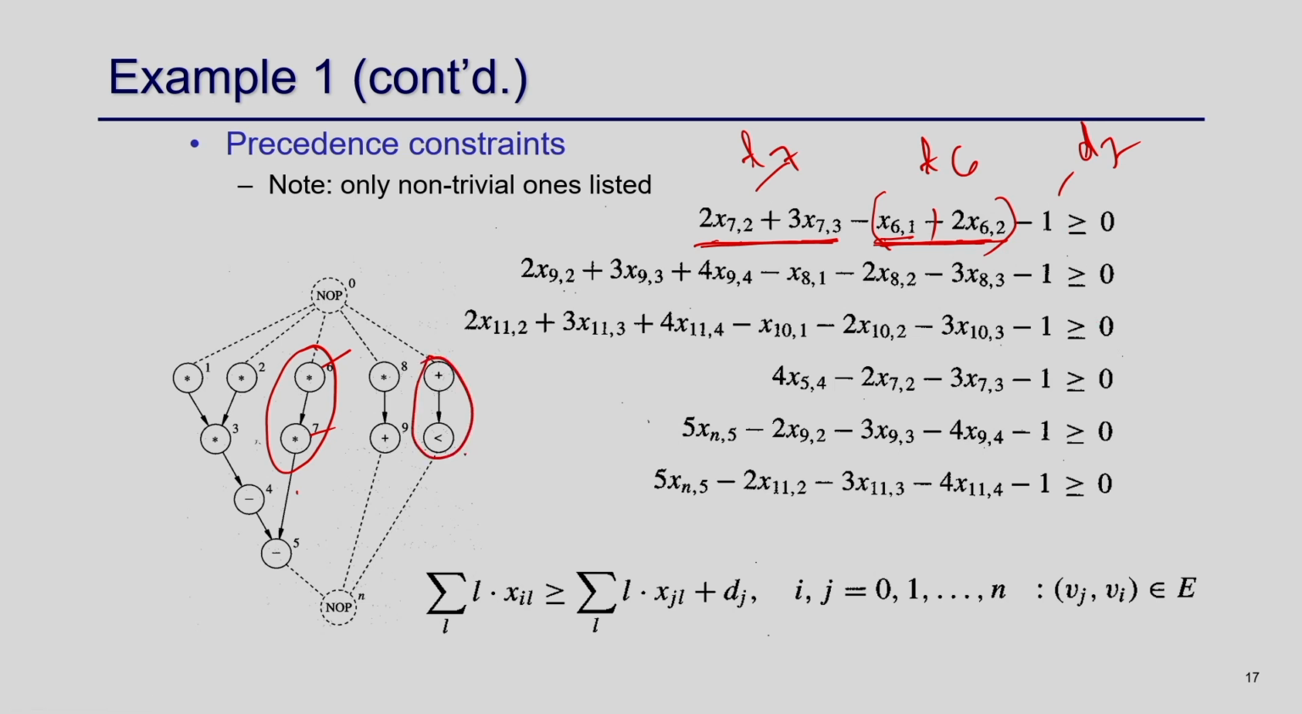I just have to identify the possible start time value of this node and the start time value of that node, and their difference must be at least the delay of the node. And how many such constraints will there be? The number of edges, so there will be E such constraints. I am not explaining the others, you can go through and understand, but this is something for each such edge.